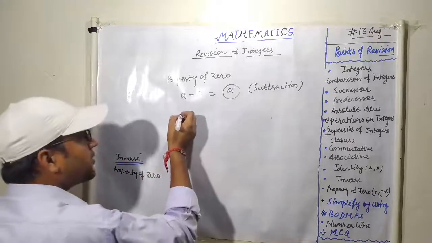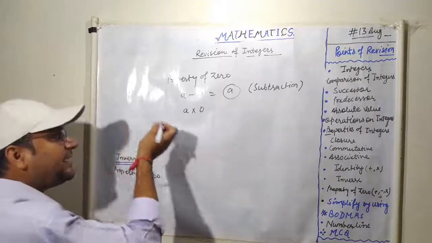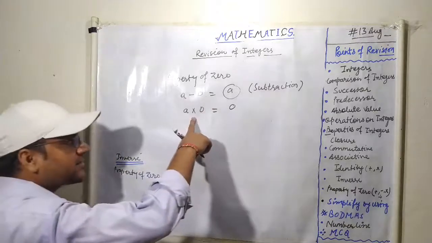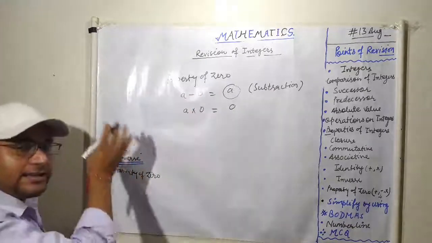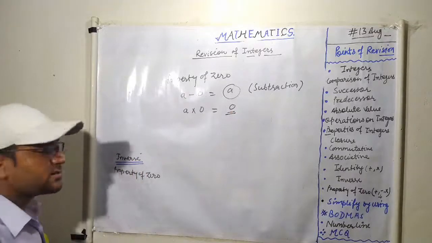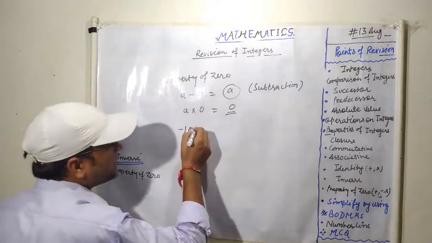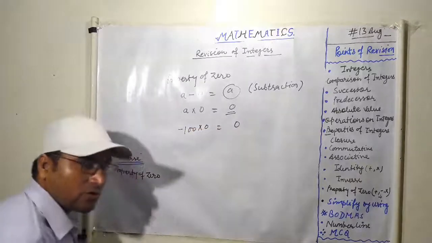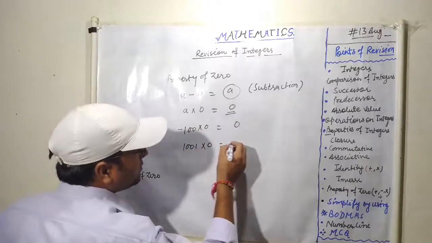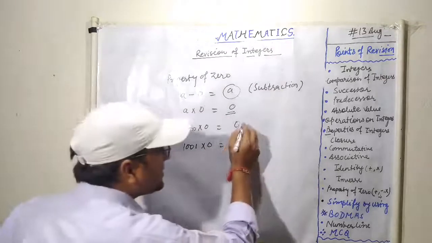Okay, now the property for multiplication. If you multiply 0 into any integer, your result is 0. This is the case for multiplication. This is a very important property. Suppose minus 100 is multiplied by 0, you will get 0. If 1001 is multiplied by 0, in this case also you will get 0. If you multiply any quantity with 0, your result is 0.